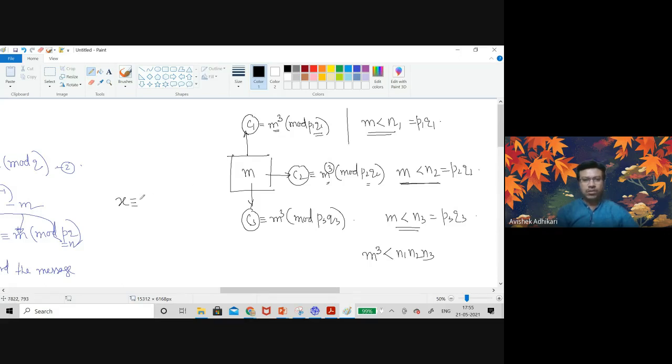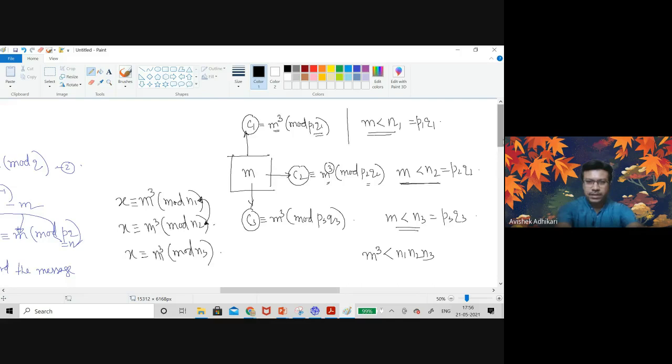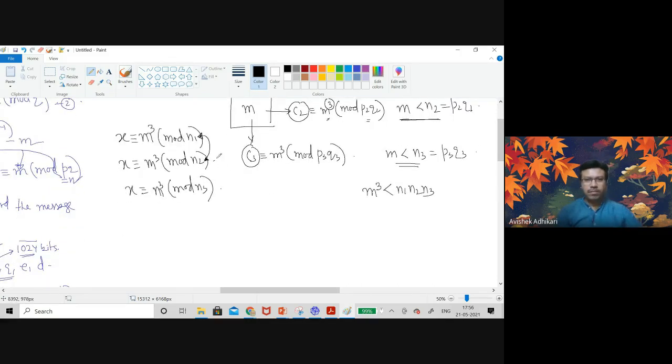So this is your m cube modulo n1, x is congruent to m cube modulo n2, x is congruent to m cube modulo n3. Now see that GCD of Ni and Nj is 1. Now you can apply the Chinese remainder theorem, in a similar format. They are pairwise relatively prime. If they are not, then we can mount another attack very easily that you have already seen. So here you can apply the Chinese remainder theorem.